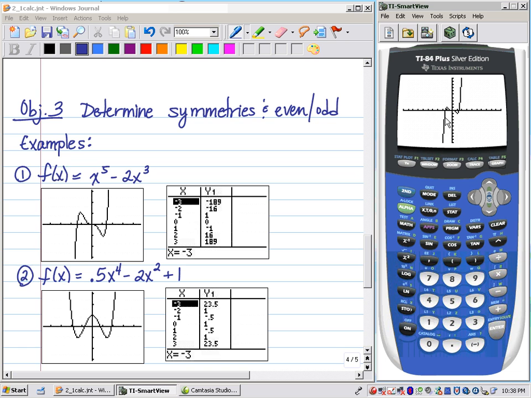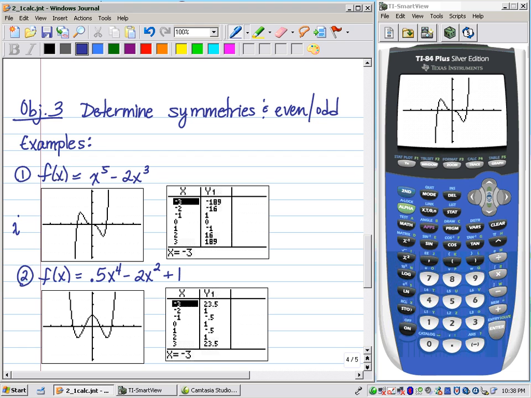and graph that. Okay. Now this was in the standard window. If I wanted to kind of zoom in on that, I actually did zoom and z decimal. You don't necessarily have to do that, but that's how I captured this graph here. It was a z decimal format.